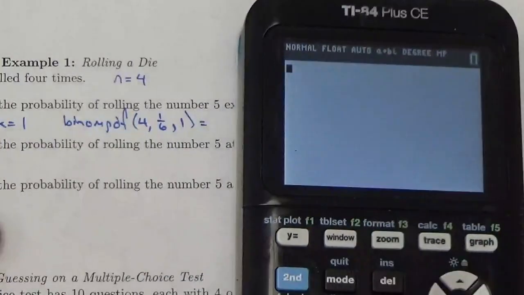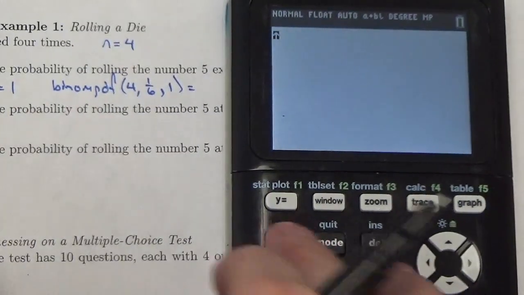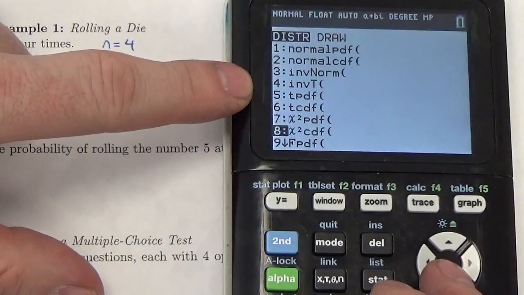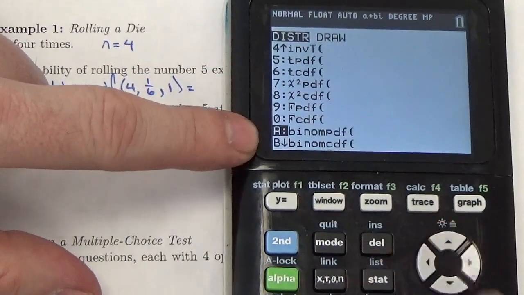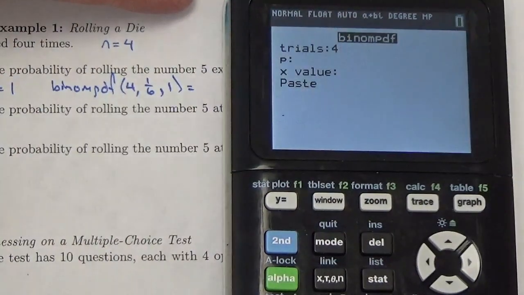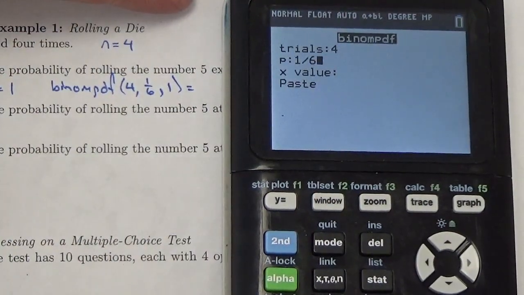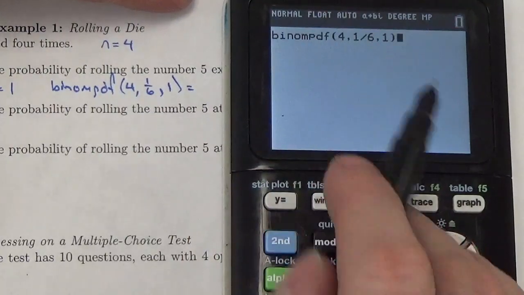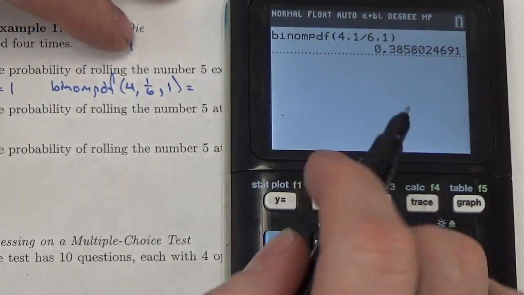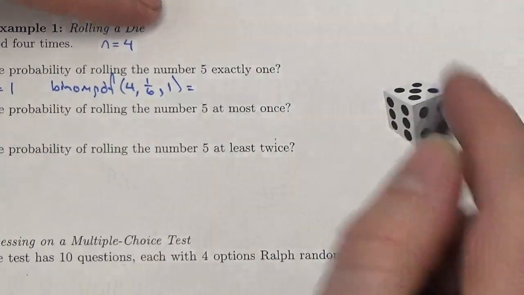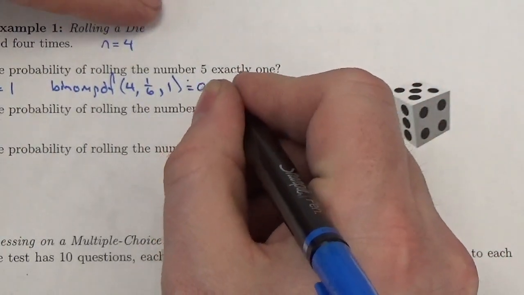And let's go through and take a look at what that's going to look like. So 2nd Vars, okay, to get us into this menu right here, and I'm going to go down to the binomial PDF down here. I'm going to have 4 trials. The probability of success is 1/6, and the number of successes is just going to be 1. And that writes it out like I have it written here. And when I press enter, I'm going to get, okay, let's go to the nearest hundredth, 0.39. So approximately 0.39.